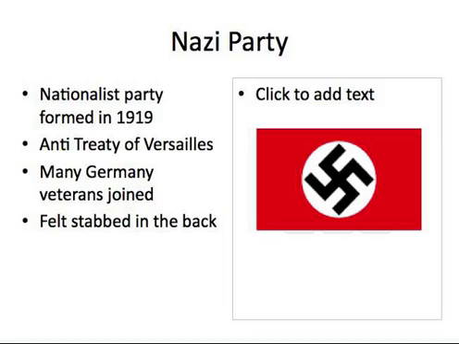So this all leads to the creation of the Nazi Party. Here's their symbol, the swastika. They're formed in 1919, and the backbone of it is that they're anti-Treaty of Versailles. Many German veterans joined, and they felt stabbed in the back. We'll talk quite a bit about that in our next unit.